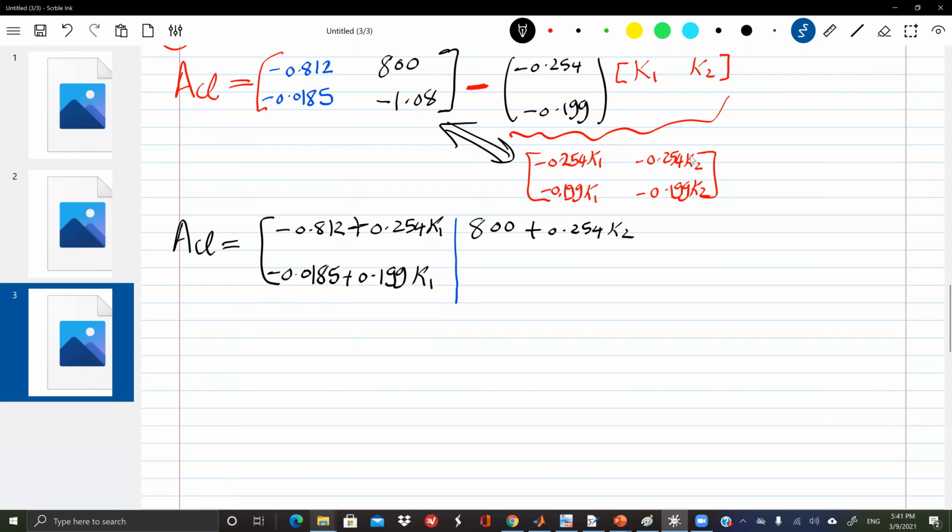And actually industry is much more boring than even solving this problem. So that's fine, it's a little training. So this is my A closed loop. Questions about that?